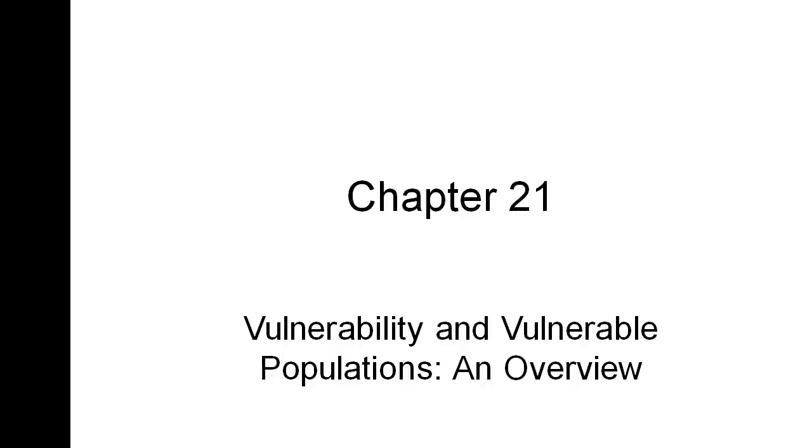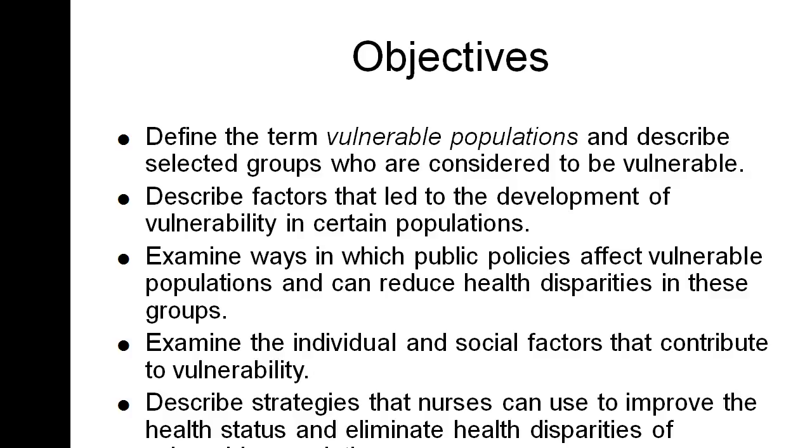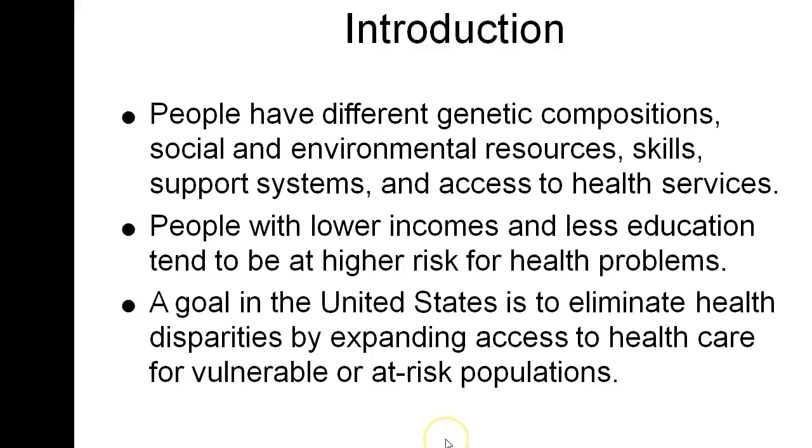Okay, so now we're talking about Chapter 21, Vulnerability and Vulnerable Populations. So the objectives: define the term vulnerable populations and describe selected groups who are considered to be vulnerable. Describe factors that led to the development of vulnerability in certain populations. Examine ways in which public policies affect vulnerable populations and can reduce health disparities in these groups. Examine the individual and social factors that contribute to vulnerability, and describe strategies that nurses can use to improve the health status and eliminate disparities of vulnerable populations.